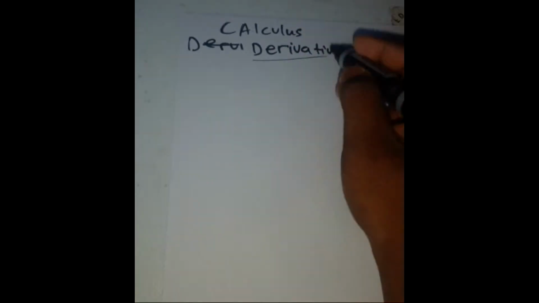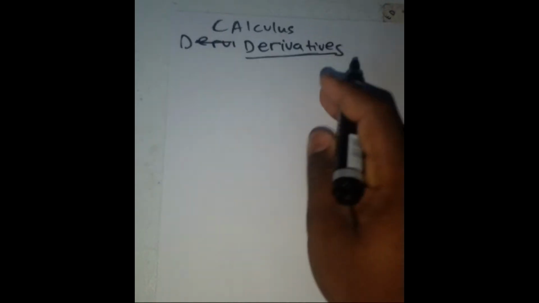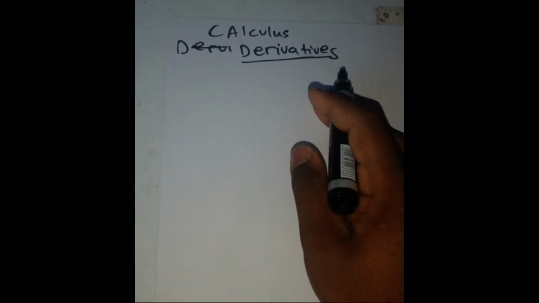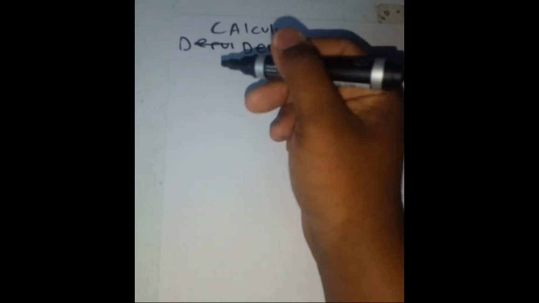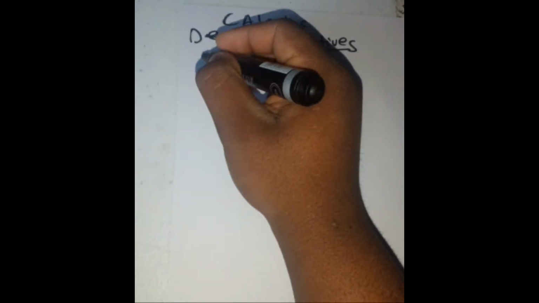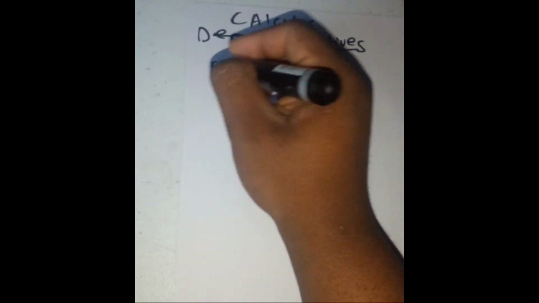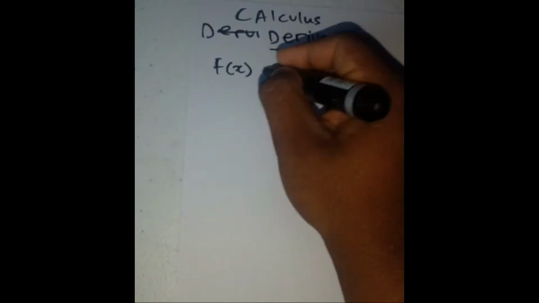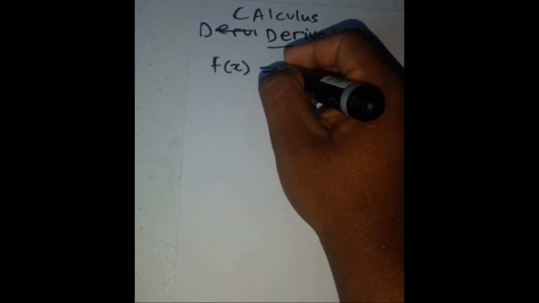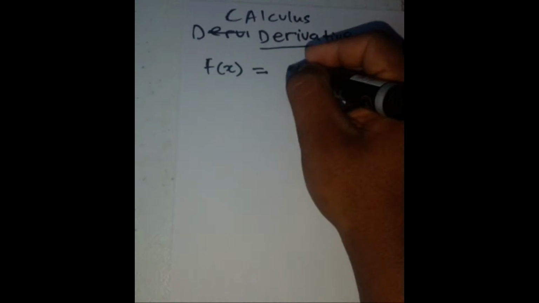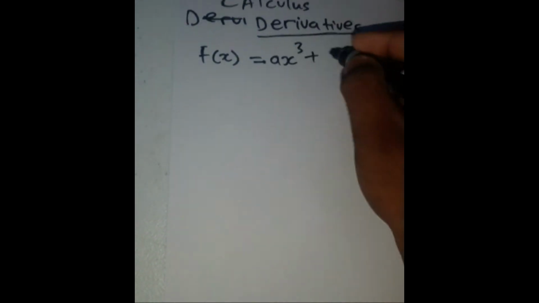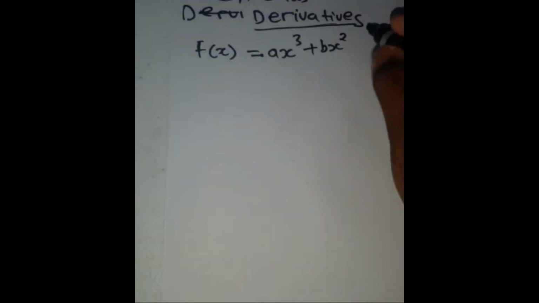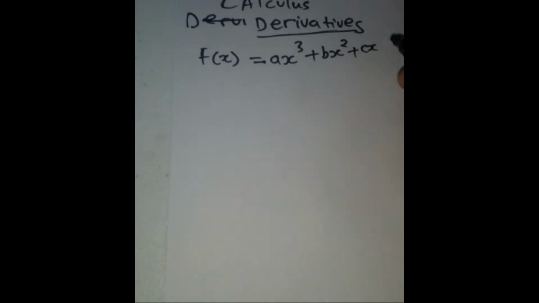Under derivatives, we have some notations and rules inside there. Okay, so now for example, I want you to know that we can have an equation like f of x equals ax cubed plus bx squared plus cx plus d.